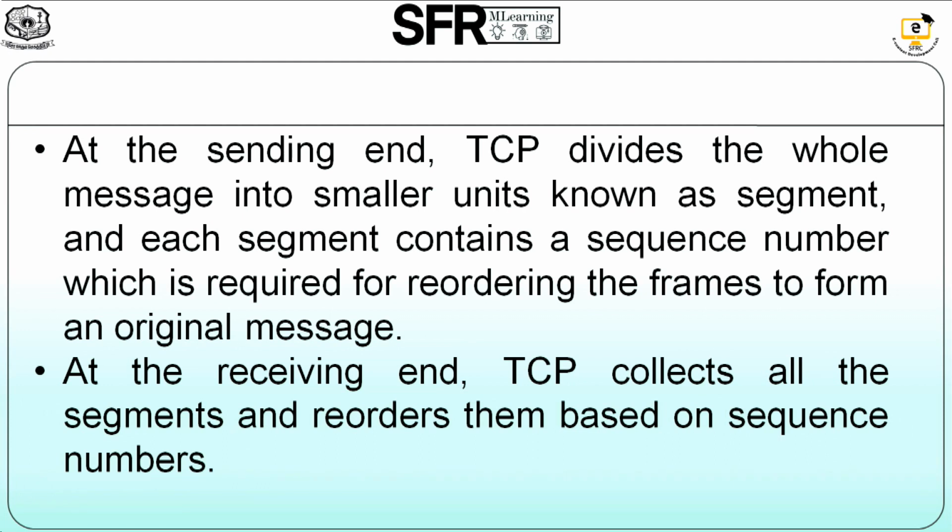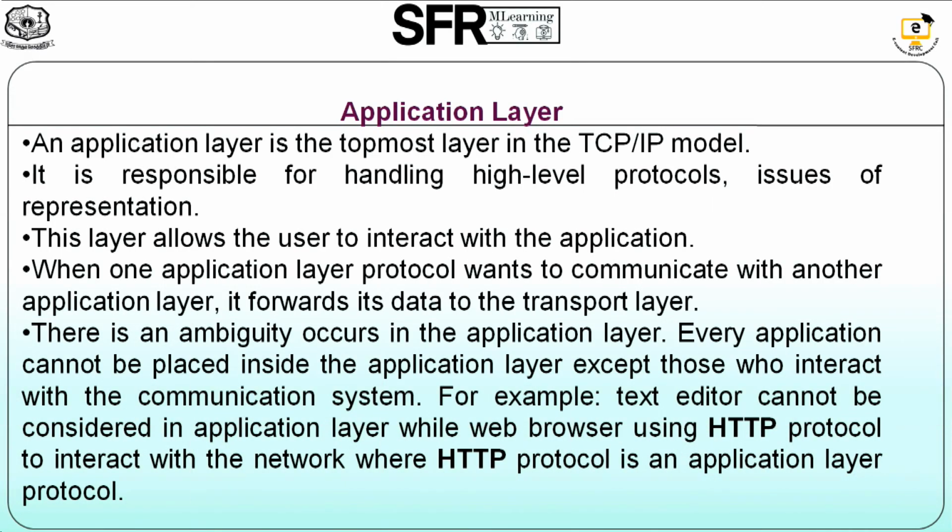At the receiving end, TCP collects all the segments and reorders them based on the sequence number. The uppermost layer is the application layer, and it is the most important layer in TCP/IP because it only communicates with the application programs. It handles high-level protocol issues of representation. It allows the user to interact with the application. When one application layer protocol wants to communicate with another application, it forwards its data to the transport layer.